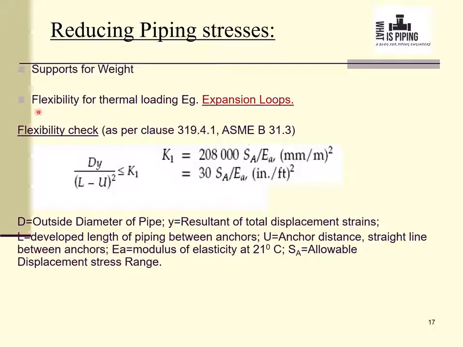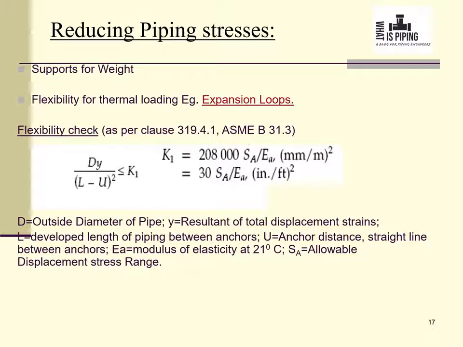For thermal stresses, we have to provide flexibility. This can be provided in the form of expansion loops by providing offsets, introducing elbows or bends, sometimes by using expansion joints. Now code says that flexibility check has to be performed when this equation given by clause 319.4.1 of ASME B31.3 is not satisfied. Here D is equal to outside diameter of the pipe, Y is equal to resultant of total displacement strain, L is the developed length of piping between anchors, U is the anchor distance, straight line between anchors, EA is the modulus of elasticity at 21 degrees centigrade, and SA is the allowable displacement stress range.